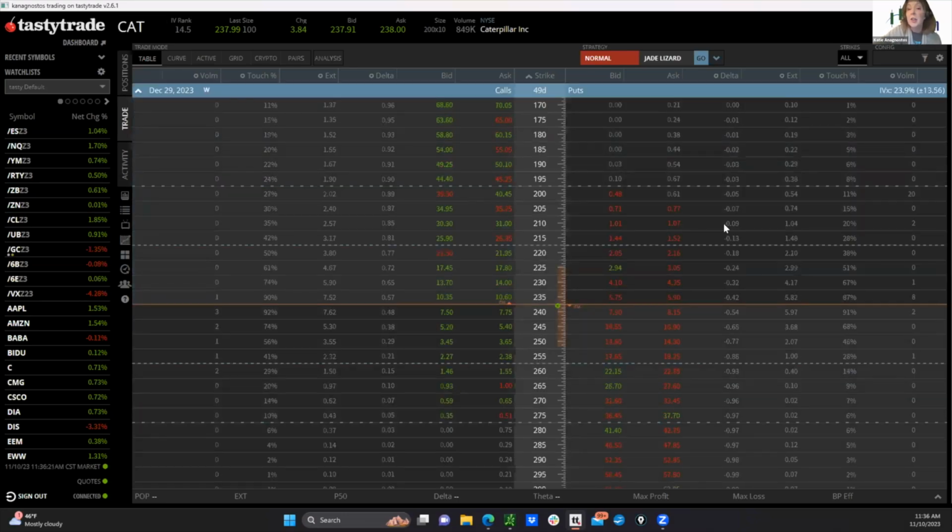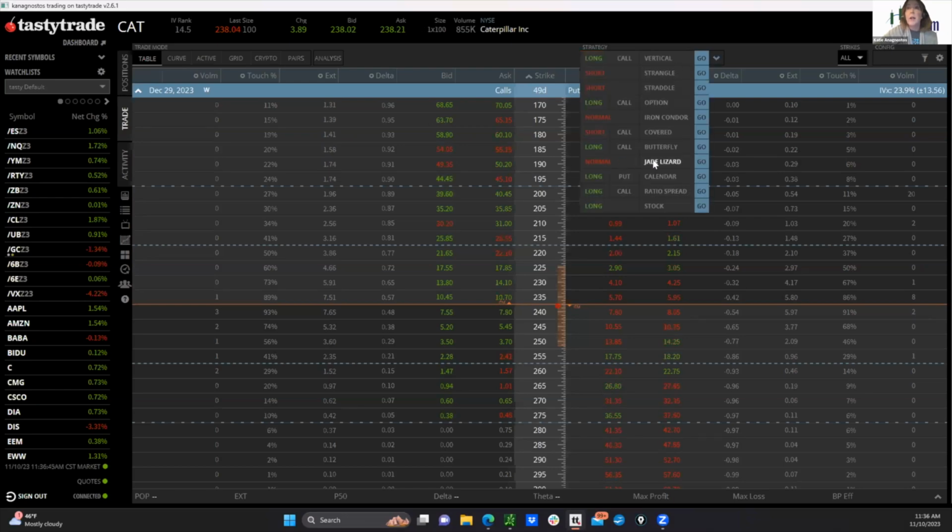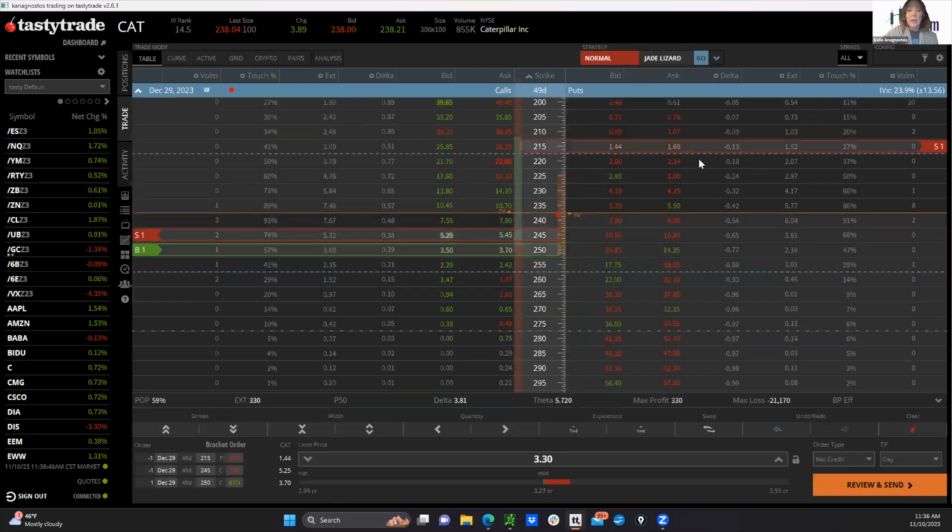It's a combination of an out of the money short call spread and an out of the money short put. When we set that up, we need our total credit collected to be greater than the width of our spread. So that will ensure that we have no risk to the upside. So let's set this up. Tasty Trade has this strategy feature here. We can click on the down arrow, find normal jade lizard, and hit go.